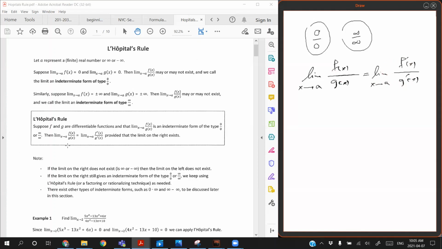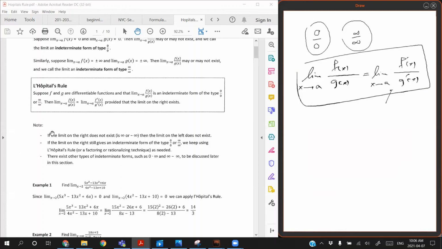So sometimes it happens that this new limit is also an indeterminate form of the type 0 over 0 or infinity over infinity. Then we can use L'Hopital's rule a second time, or a third time, or a fourth time, until we get the answer. And of course, for this equation to hold, these limits must exist. Yes, so provided that this limit here exists. So let's take a look at some examples.